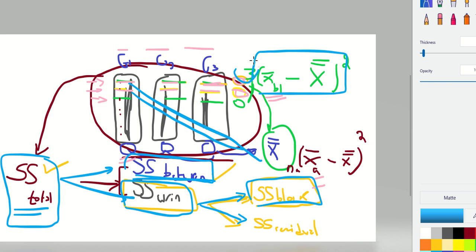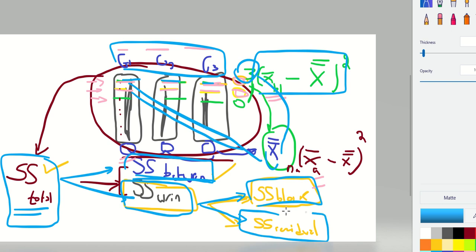So average minus the average of the average, squared, times the number of observations per block, which turns out to be the number of groups actually. And whatever is left out is going to be the residual. Now I'm not going to go over how to calculate the residual because it's complicated.